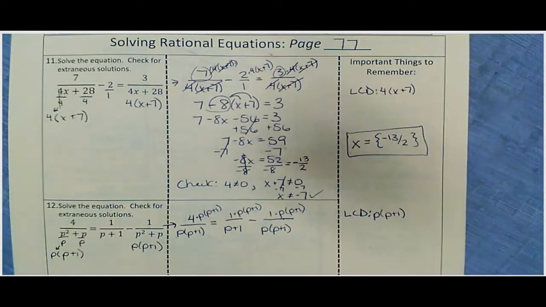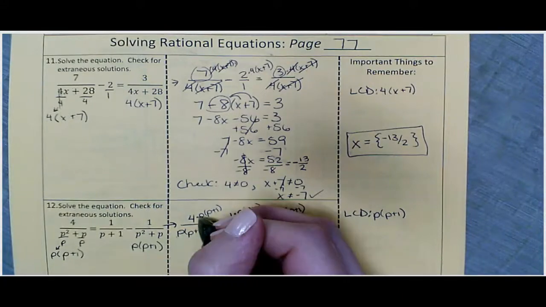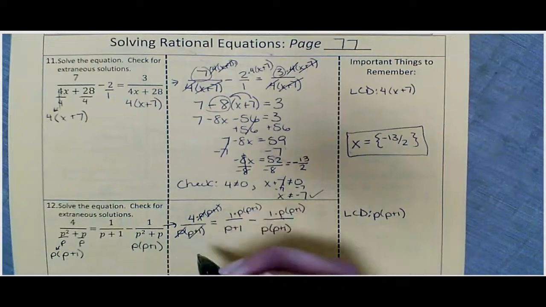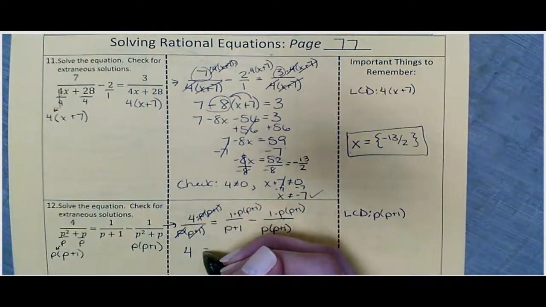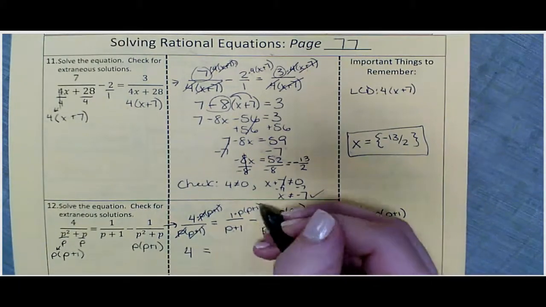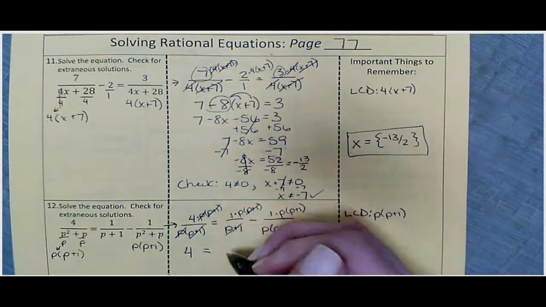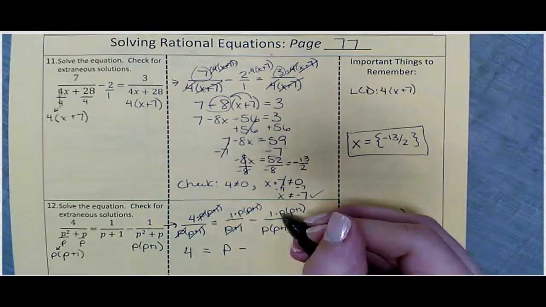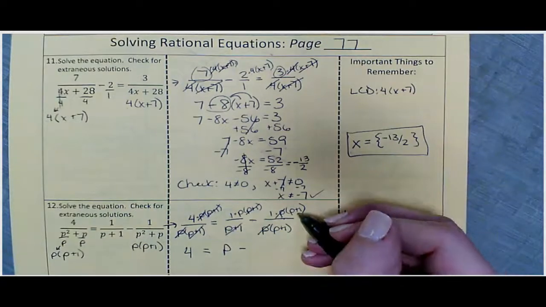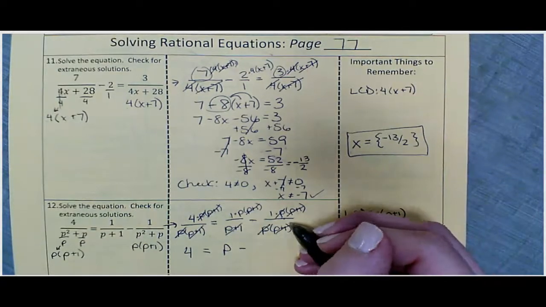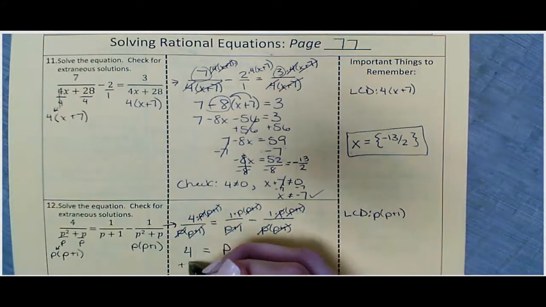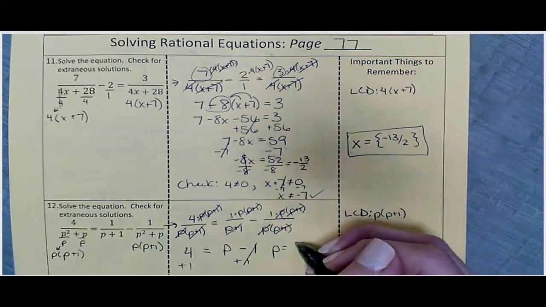Cancel out anything that is a common factor on the bottom and the top. So p and p cancel out. P plus 1 and p plus 1 cancel out. 4 remains, equals. P plus 1 and p plus 1 cancel out. 1 times p remains, minus. P and p cancel out. P plus 1 and p plus 1 cancel out. 1 remains. And if I add 1 to both sides, I get that p equals 5.